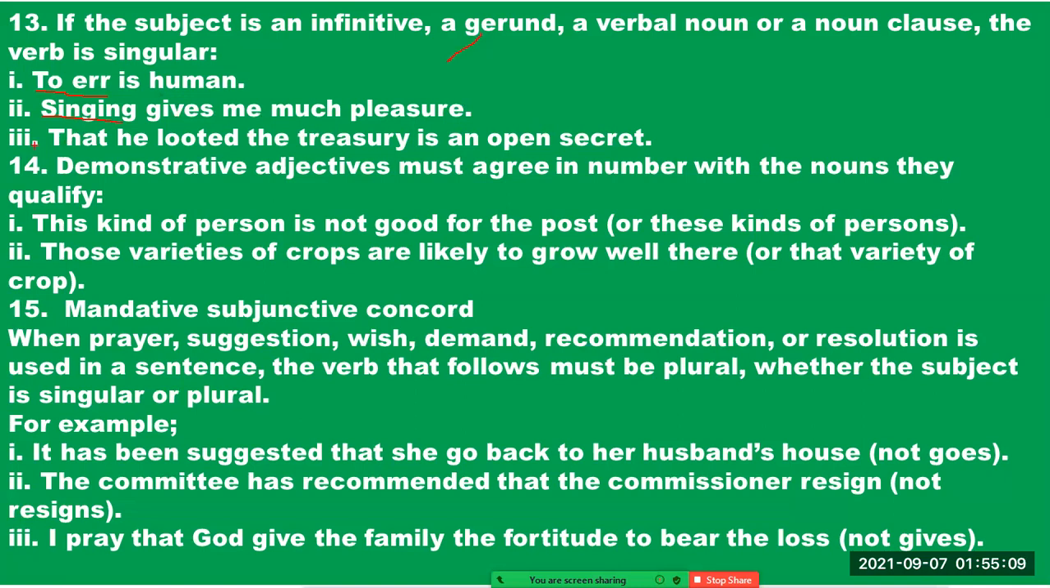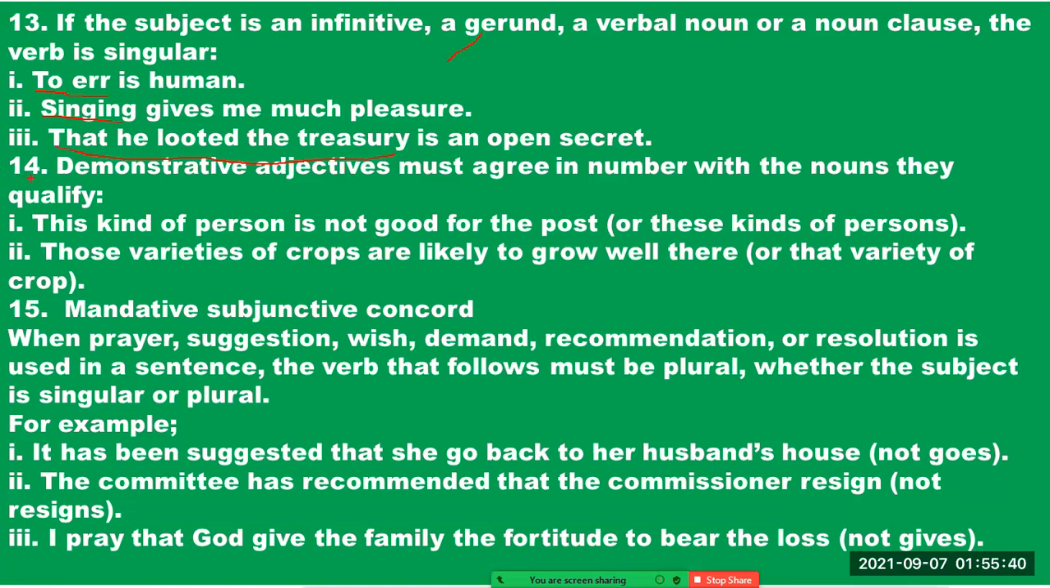Now, III, "that he looted the treasury is an open secret." This of course is a noun clause, and it also takes a singular verb. That he looted the treasury is an open secret. The noun clause is "that he looted the treasury."